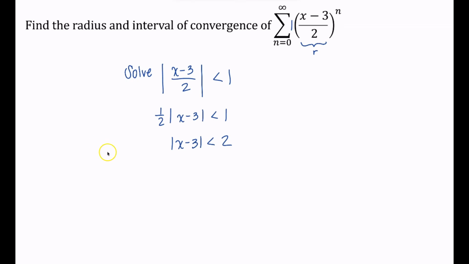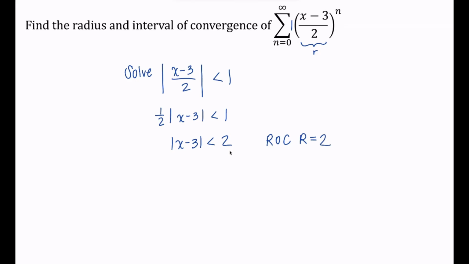Now I'm going to pause right here. Once we get to the absolute value of x minus 3 is less than a number, that number on the right-hand side is the radius of convergence. So once we get to that x minus a in absolute value is less than r, that number on the right-hand side is r. So right here, I can go ahead and say the radius of convergence is 2.